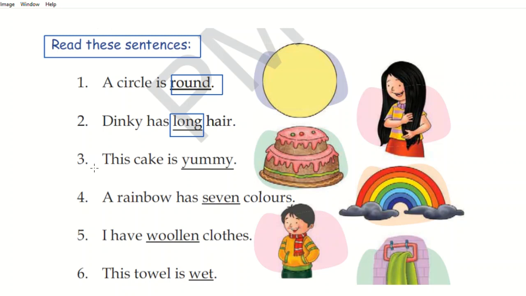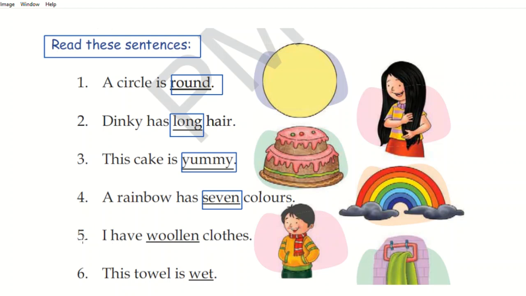In sentence number 3, this cake is yummy. Cake is the naming word and yummy is describing it. So the word yummy here is describing word. Sentence number 4. A rainbow has 7 colors. Colors is the naming word and 7 is describing it. So the word 7 here is the describing word.